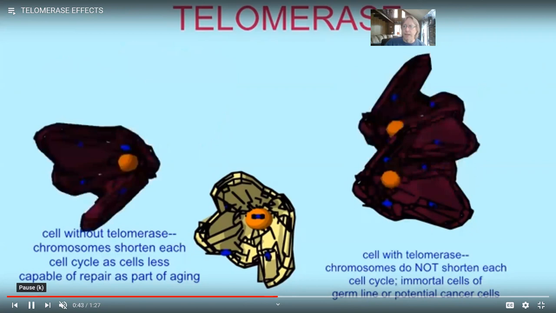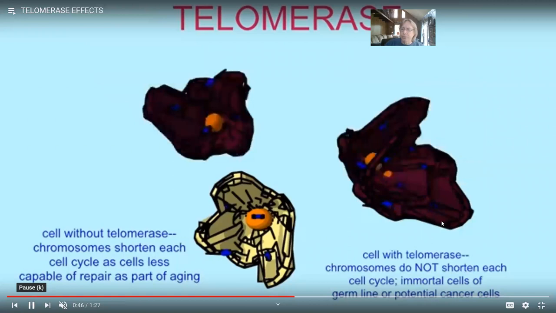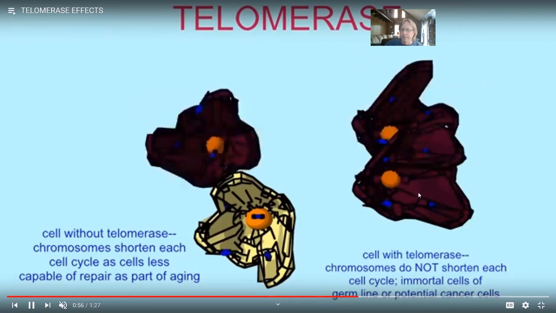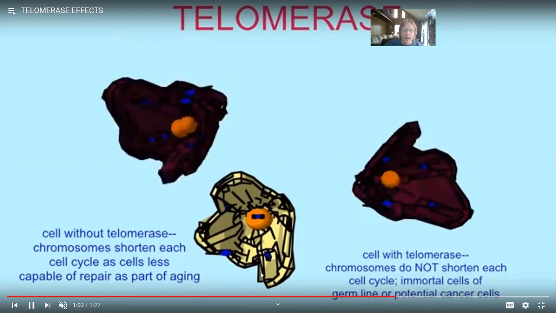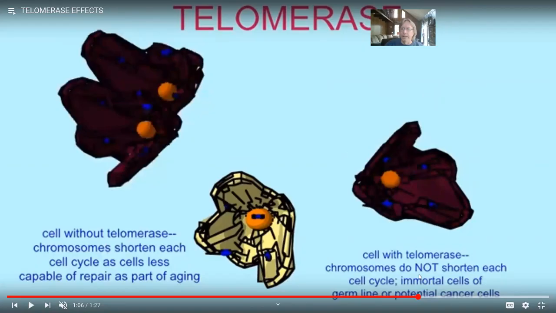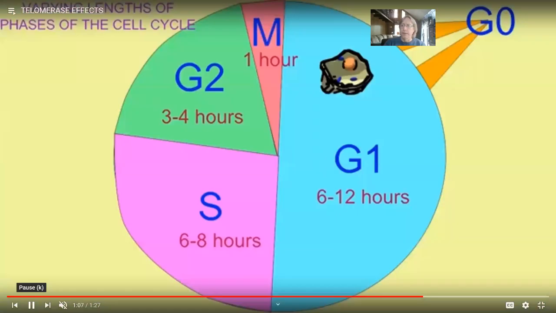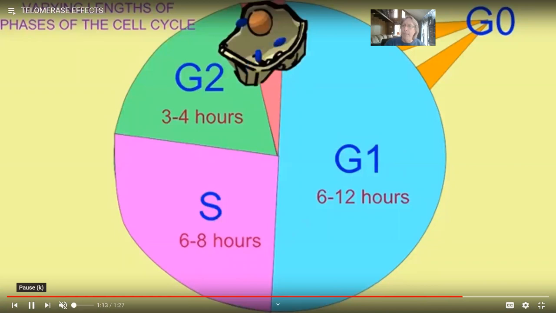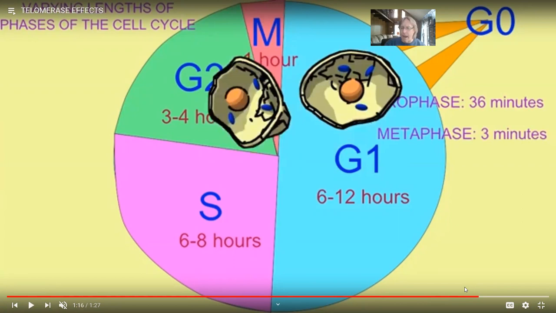However, the cell on the right, if it expresses telomerase, then its chromosomes do not shorten. It is then immortal. And now, unlike this cell, which has stopped dividing, it can divide and divide and divide and make tumors which spread and spread. And then potentially it can become life-threatening, which is why, as a defense mechanism, as cells differentiate and leave the cell cycle, becoming differentiated in the G0 phase, many of them stop making telomerase so that they do not have an infinite number of cell divisions in them.